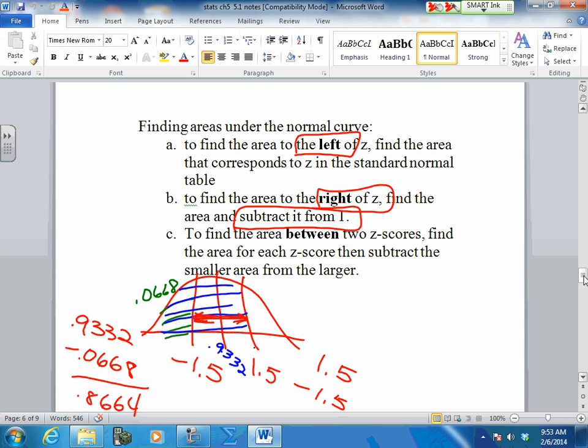Now, I want you to think for a second. Plus or minus 1 was about 68%. Plus or minus 2 is about 95%. We just did plus or minus 1.5. So shouldn't it fall in between there somewhere? Let's say approximately 86.64%.